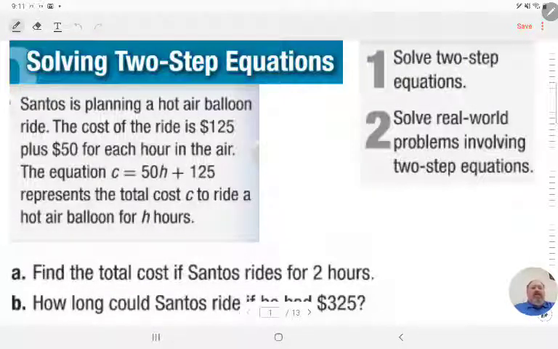All right, so today we're solving two-step equations. We're going to solve two-step equations, and we're going to solve real-world problems involving two-step equations.